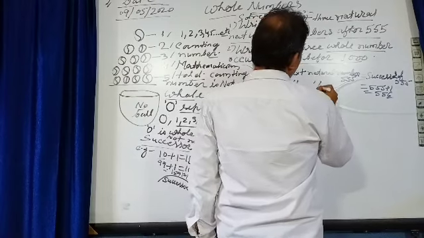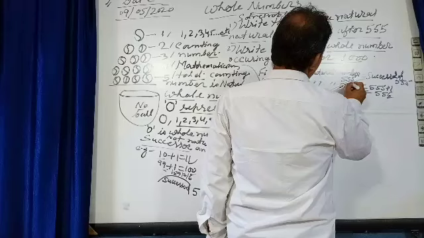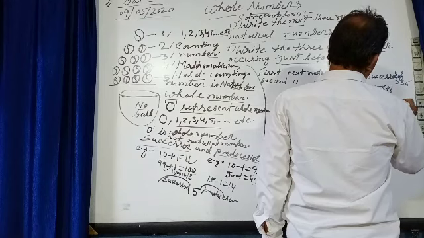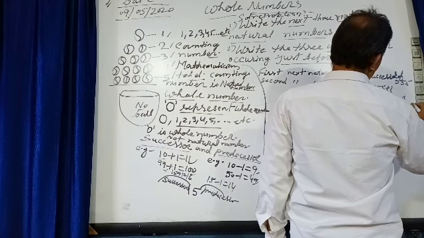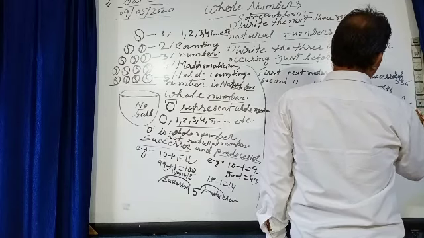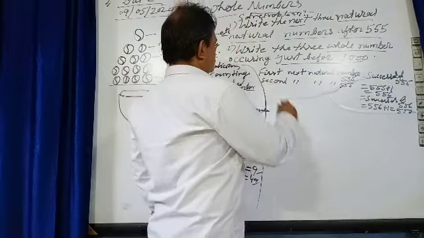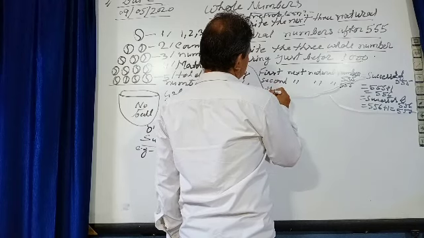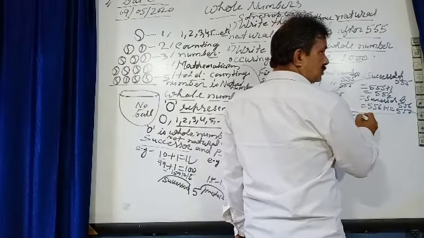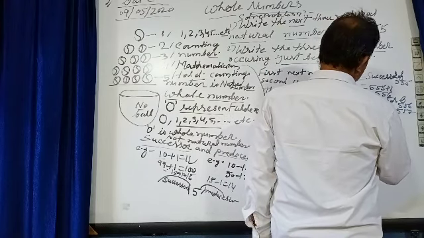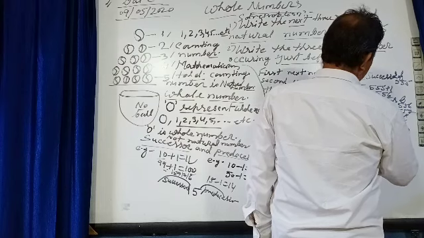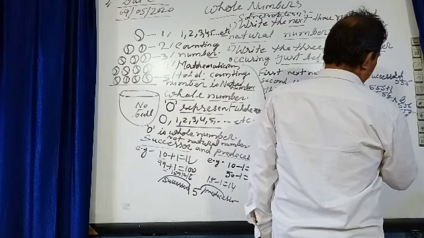Second, the next natural number: successor of 556, 556 plus 1 is equal to 557. Third, the next natural number: 557 plus 1 is equal to 558.